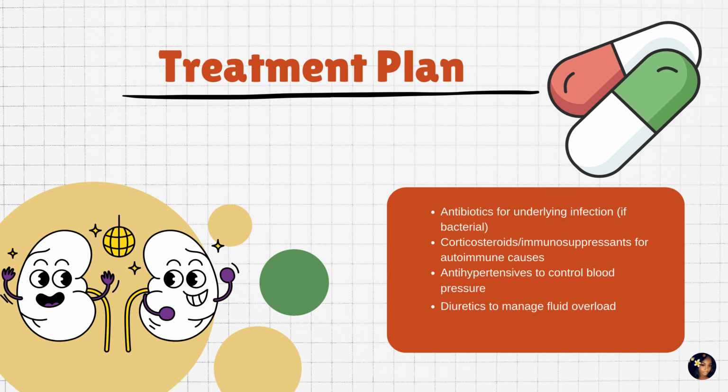The treatment plan would be antibiotics for any underlying infections, if bacterial, of course, corticosteroids, immunosuppressants for autoimmune causes, which is why you would advise them to stay away from crowds, and you will make sure you implement proper hand hygiene and clean aseptic techniques. Antihypertensives to control blood pressure, because the kidneys are in charge of that. Diuretics to manage fluid overload, dietary modifications, low sodium, and adequate protein.